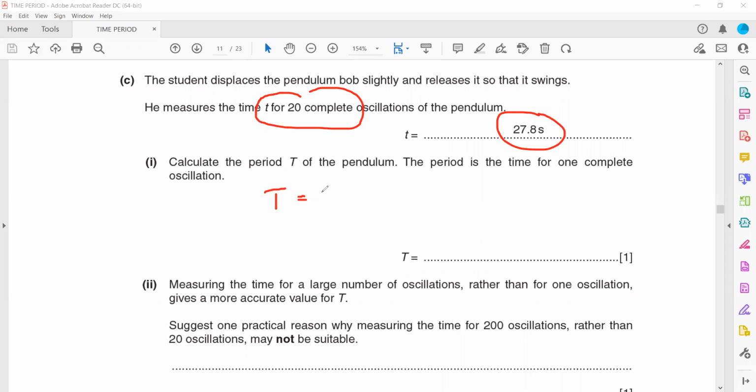For 20 oscillations, it took 27.8. I need the time period for 1. Because there are 20 oscillations, it is the total time divided by the number of oscillations. Whenever you write your answer, you should always write in 3 significant figures. When 27.8 is divided by 20, the answer will be 1.39. So I will write 1.39, and don't forget to write the unit. That will be seconds.